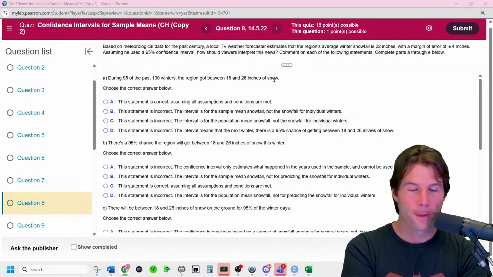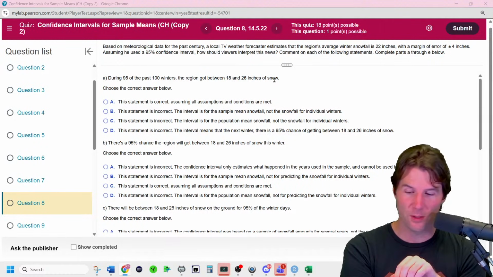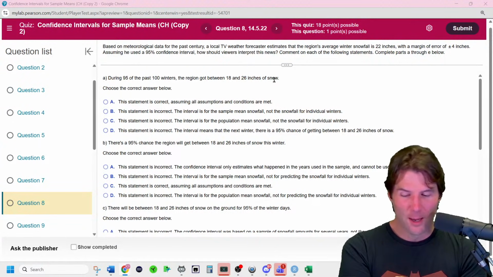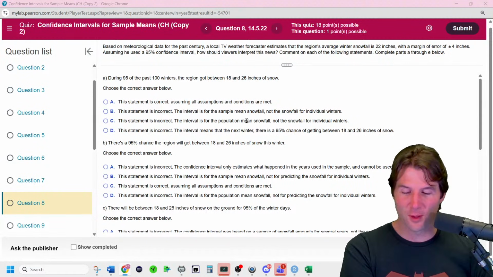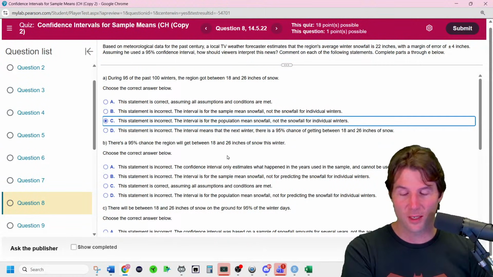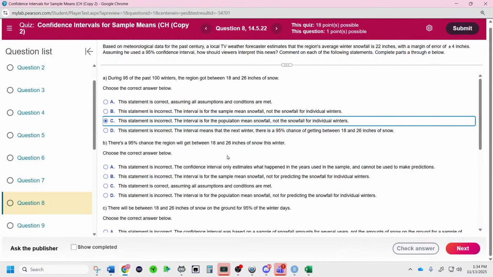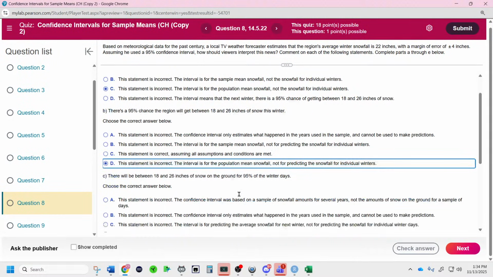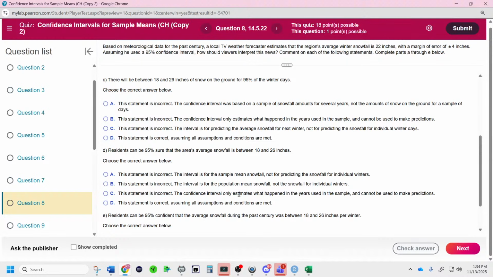Got 4 blanks. So which of these look correct? A, B, C, or D? Well, this is wrong because it's not about past winters. So it's not about next winter. It's right here. The interval is for the population mean of snowfall, not for individual winters. I am this percent confident that the true, which is for a population. There's a 95% chance that the region will get between this and this snowfall this winter. No. The interval is made to understand the truth. The interval is for the population mean, not for predicting the individual winter. There is between 18 to 26 inches of snow on the ground for 90% of winter days. No. It's about the average snowfall of winter, not of winter days. The interval only estimates, no, the interval is for predicting the average snowfall for not just next winter.